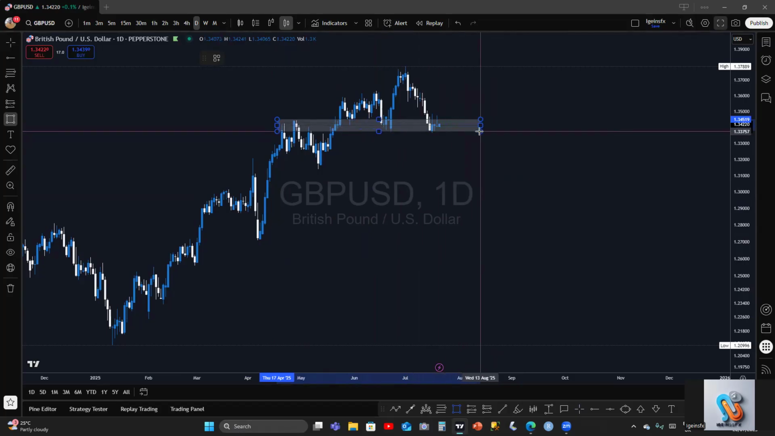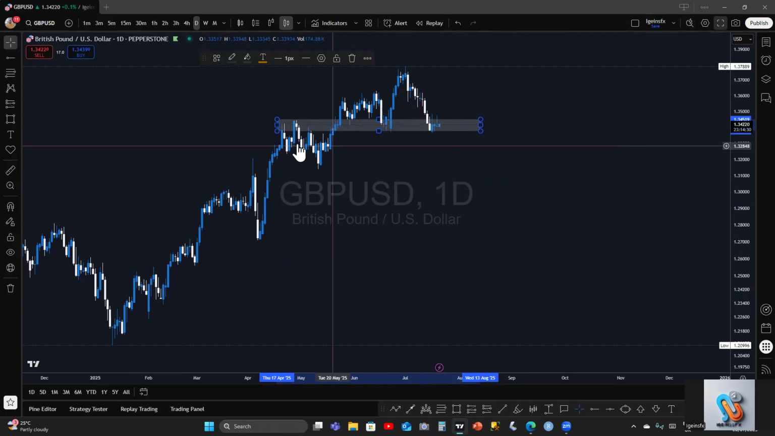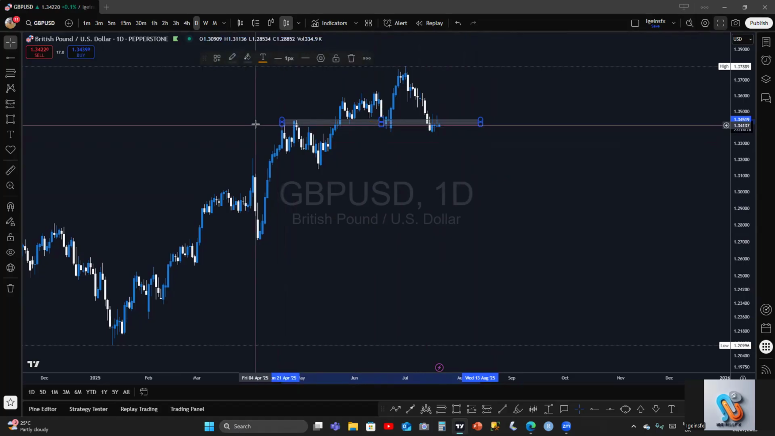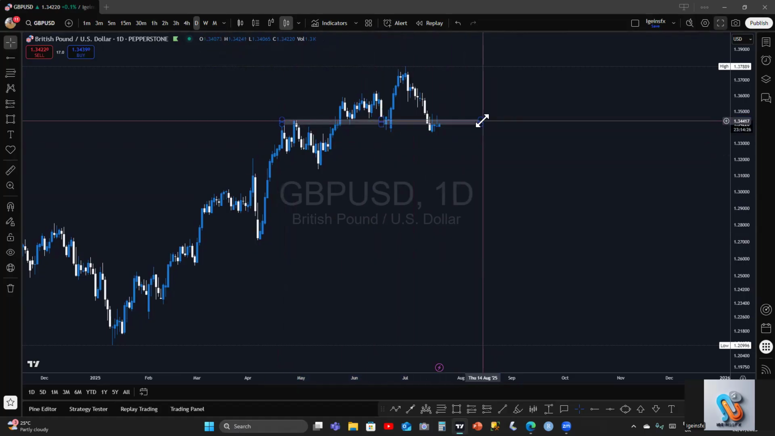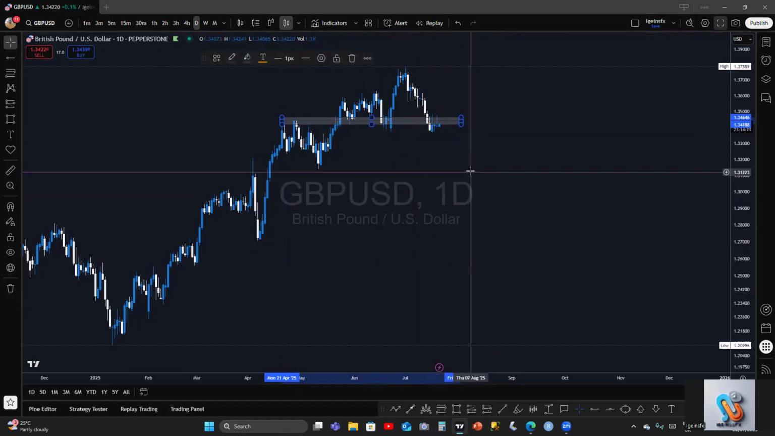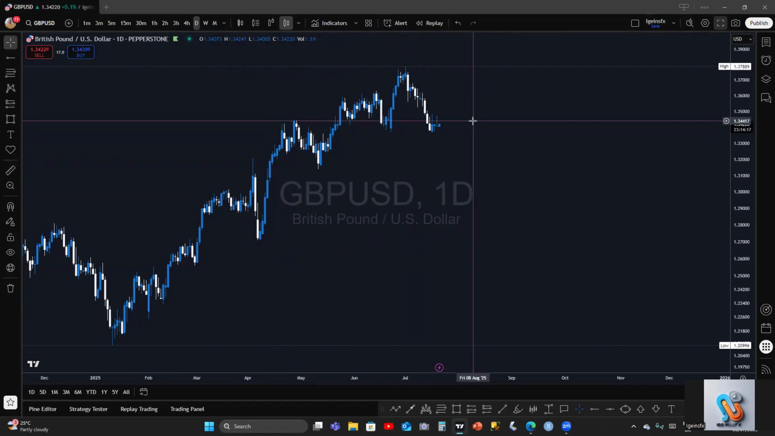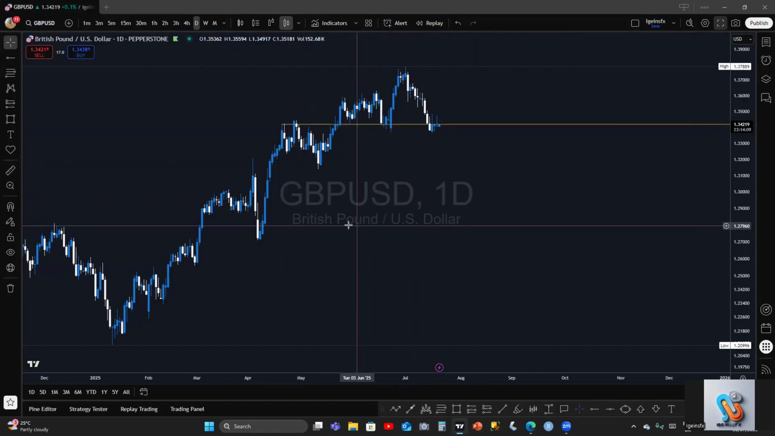A support level, a resistance level, now a support level. Very significant. Support level now, a resistance level now, a support level. So something like this is very, very significant in trading.